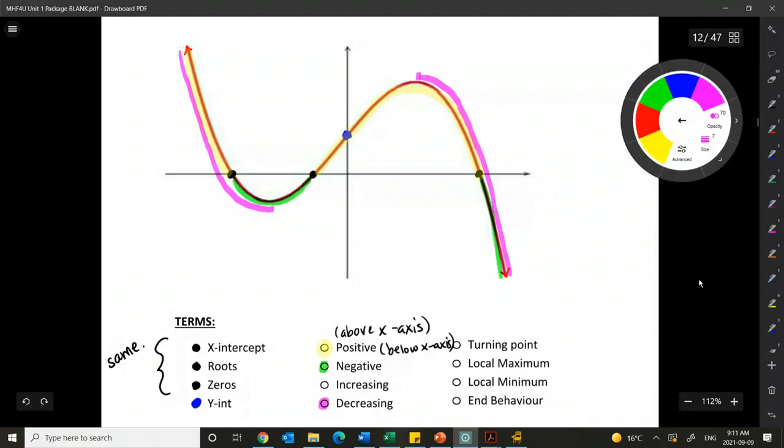The increasing sections. Am I going too fast, guys, for you to change colors and stuff? Yes? Okay. I'll give you guys a second to get caught up here then.